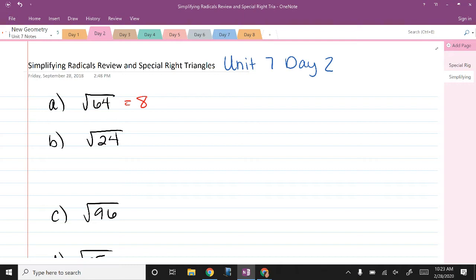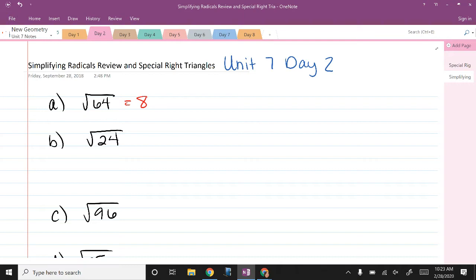All right. So, square root of 24. It's not on my list of perfect squares, right? There's nothing that multiplies times itself to get 24. So what we have to do is break 24 into a factor that is a perfect square. So you're looking for a number that goes into 24 that is a perfect square.